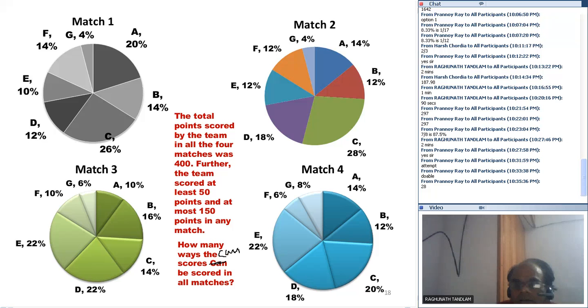How many variations are possible for each match? They can get minimum 50, maximum 150. Obviously, there can't be 100 variations. How do I use it effectively?